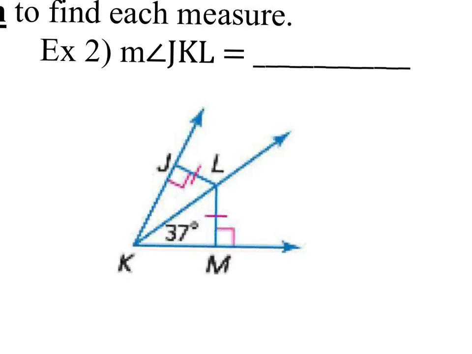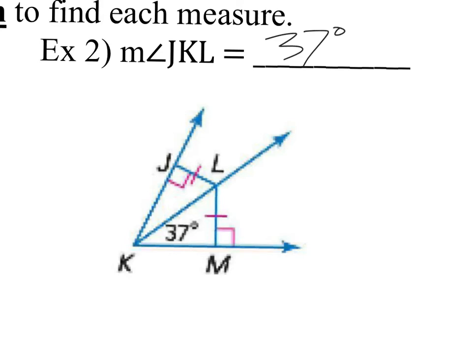In example 2, we're given that these are congruent. We're not given the measures, but that's not really that important, because if this is 37 and this is congruent and that's congruent, then that means this is 37. So the measure of JKL will also be 37 degrees.